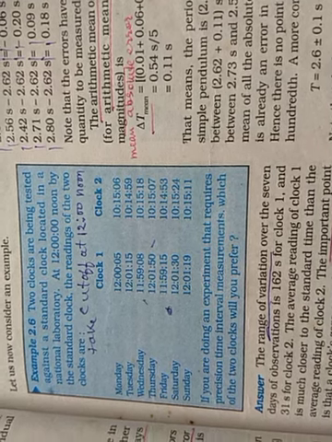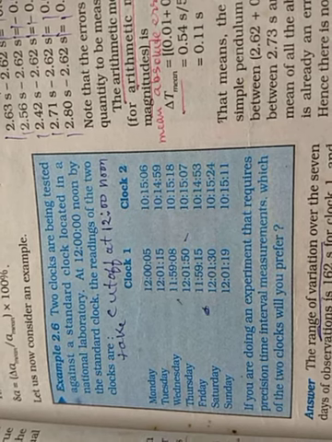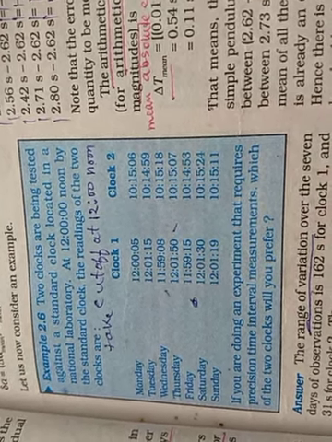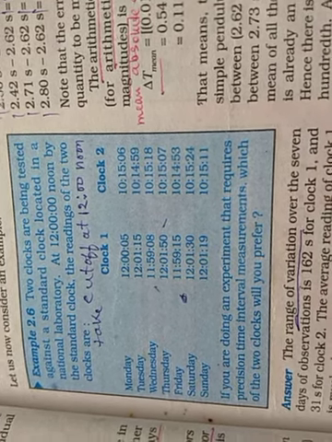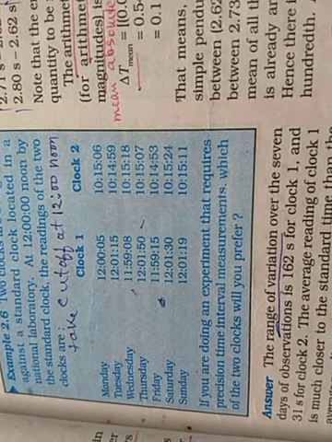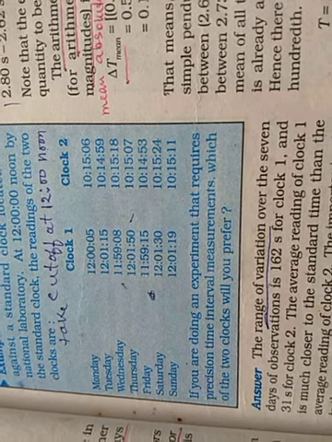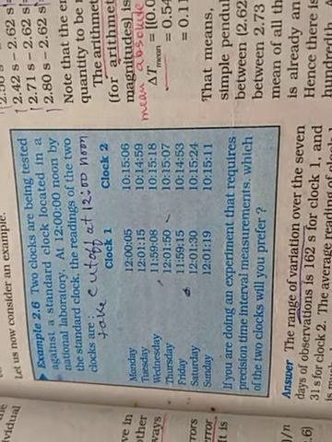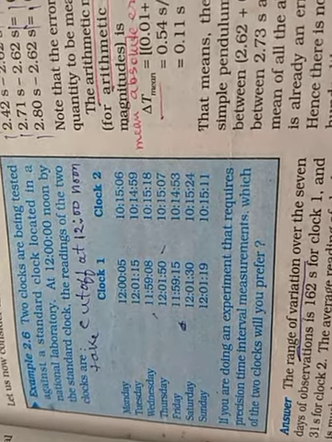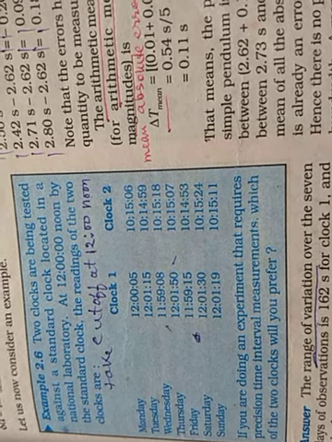Students of class 11, today we are going to discuss example 2.6, in which there are two clocks whose readings are given day wise from Monday to Saturday, and then we have to find which of the two clocks you will prefer, meaning which of the two clocks is more accurate. Now when we consider the accuracy, we can ignore the zero error.